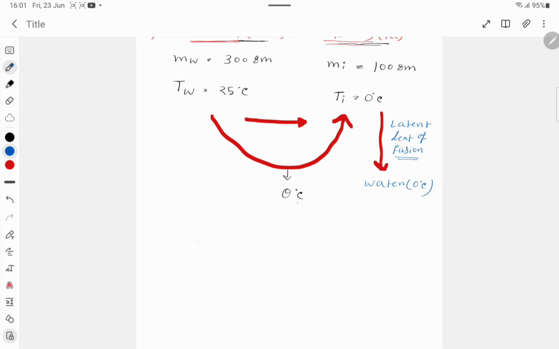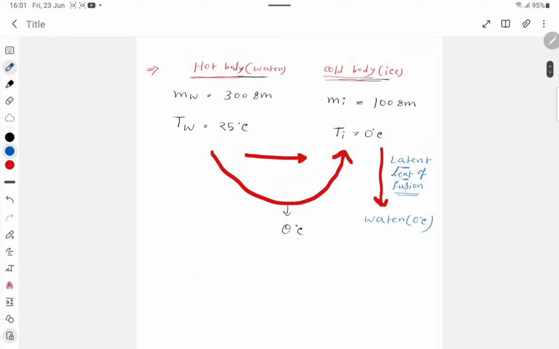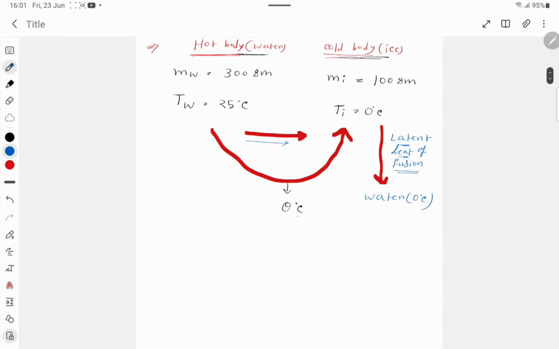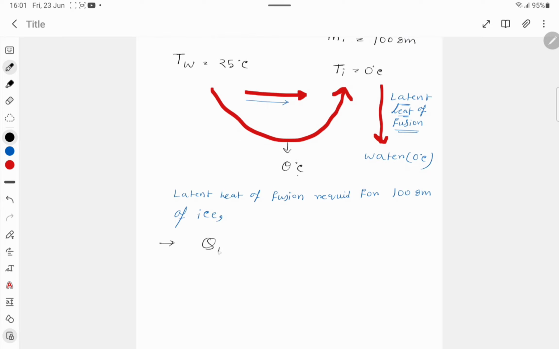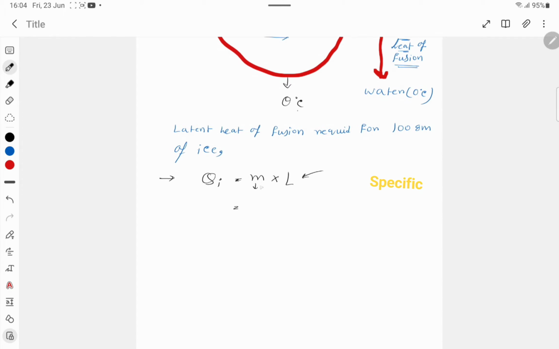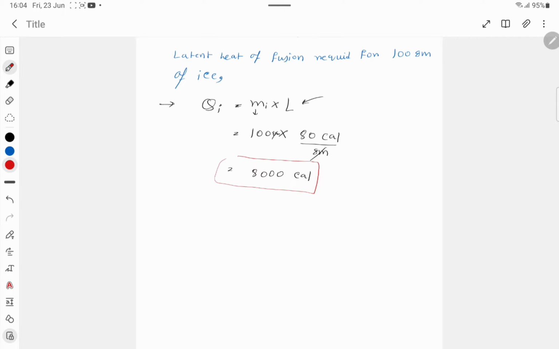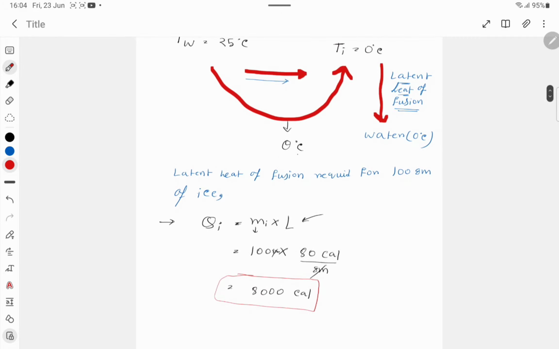So in this case, we have to find out the latent heat of fusion, and let's find out what temperature can be passed from the water to the ice body. The latent heat of fusion required for 100 grams of ice, I'm denoting as Qi, is given by m, the mass of the ice, into the specific latent heat of fusion. M for ice is 100 grams. It's given that the latent heat of fusion for ice is 80 calorie per gram. So gram will be cancelled and this will be 8000 calorie, means 8000 calories of heat is required to change the phase from solid to liquid in case of ice.